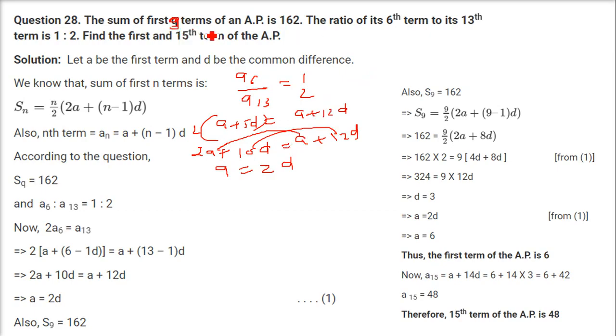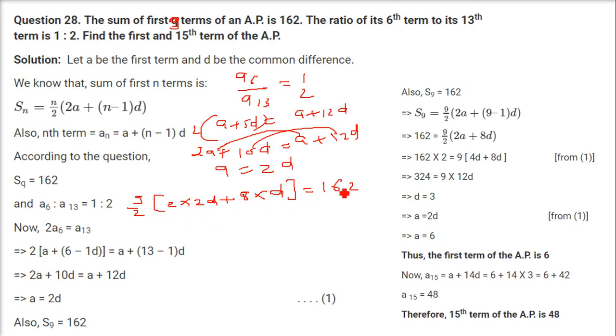Now we'll use this expression. Sum of first 9 terms is 162. So the sum of first 9 terms is n by 2, that is 9 by 2, into 2A. Now in place of 2A, we can write A as 2D. So 2A, that is 2D, I'm writing A as 2D, plus (n minus 1), that is 9 minus 1 is 8, into D, equal to 162, it is given.